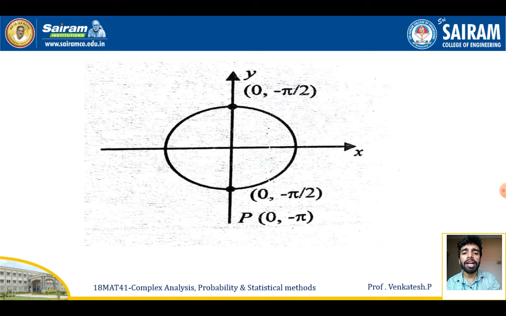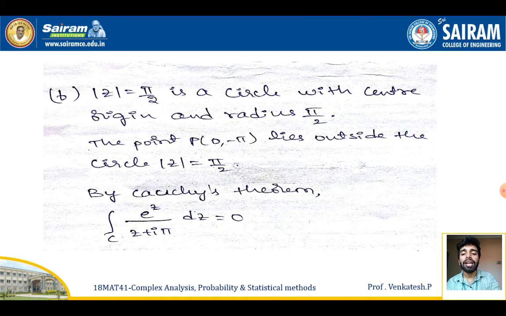So the circle of radius pi by 2. The point will be actually minus pi. Obviously the point lies outside the circle. So we can take the complete equation as 0 if the point lies outside the circle like this.